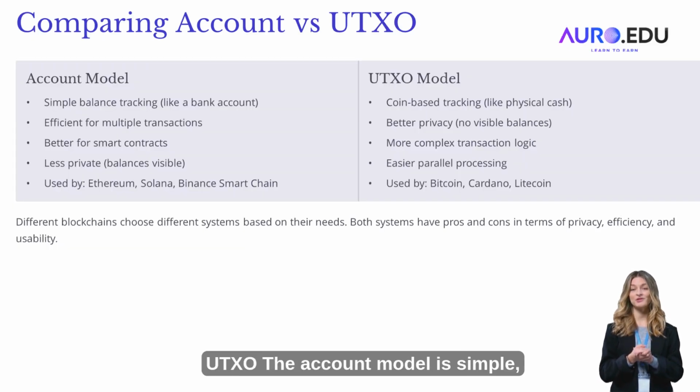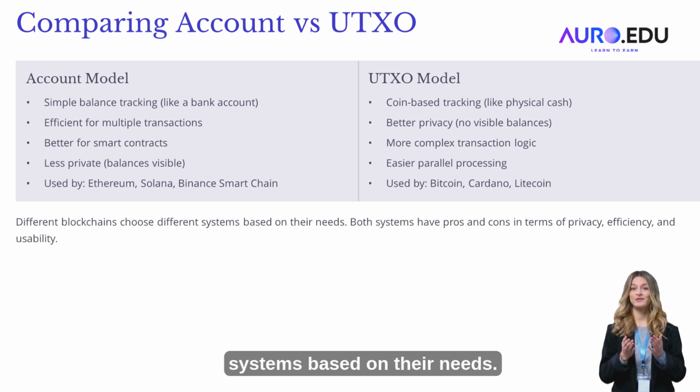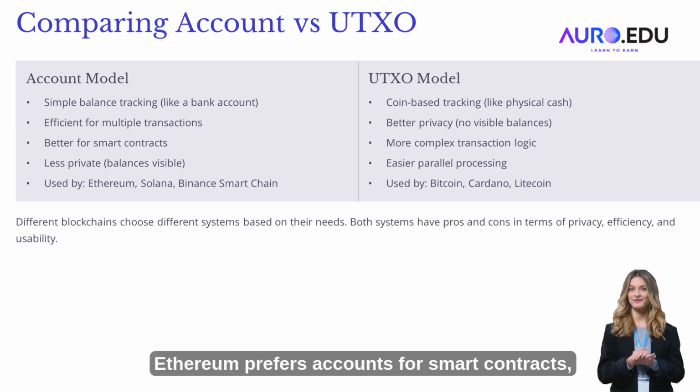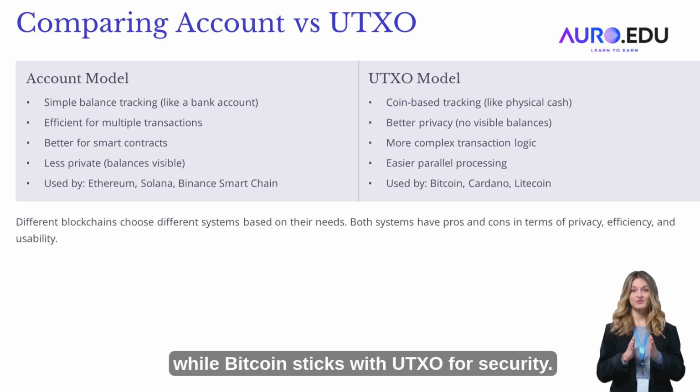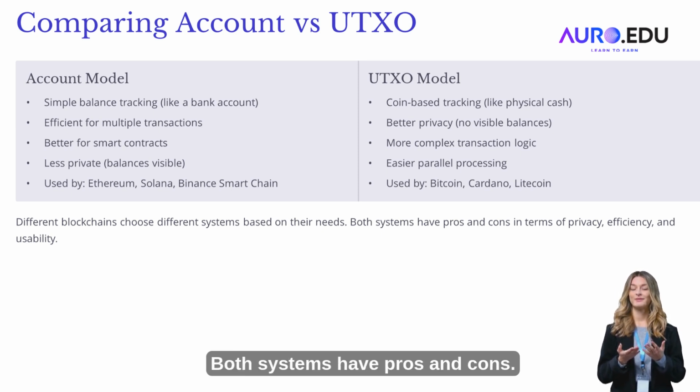Comparing account versus UTXO. The account model is simple, like a balance sheet, but less private. UTXO is more complex, like dealing with physical cash, but gives better privacy and flexibility. Different blockchains choose different systems based on their needs. Ethereum prefers accounts for smart contracts, while Bitcoin sticks with UTXO for security. Both systems have pros and cons.